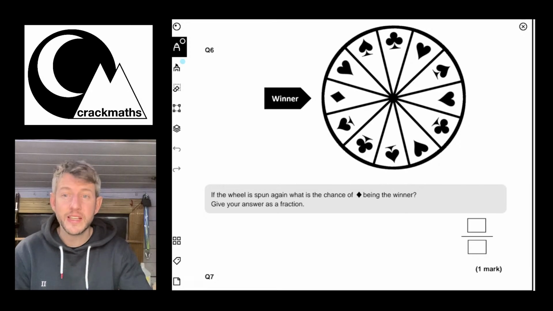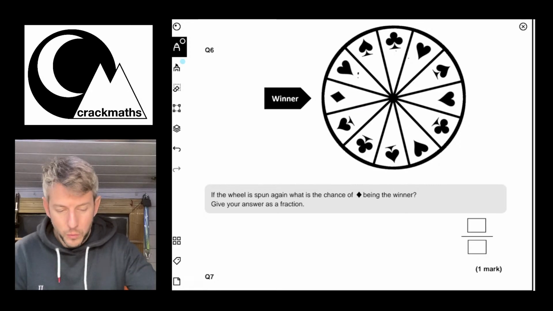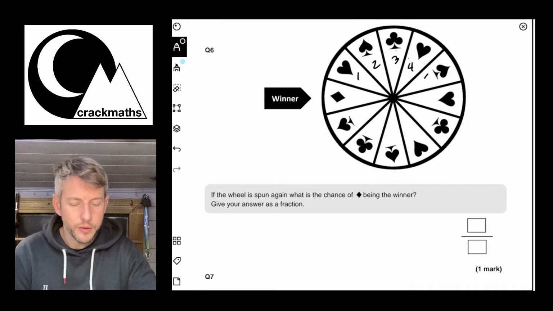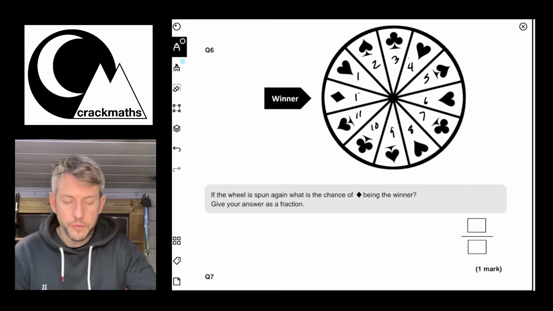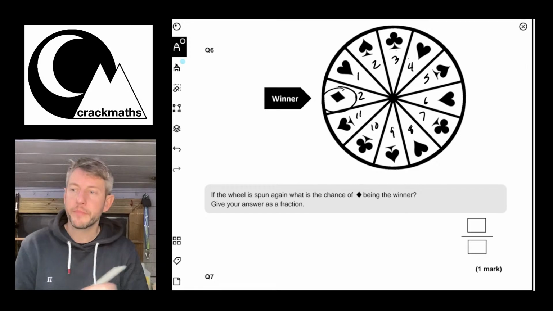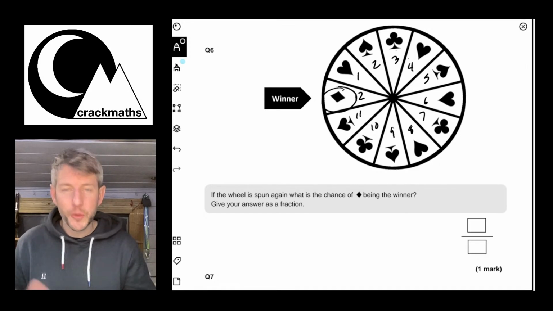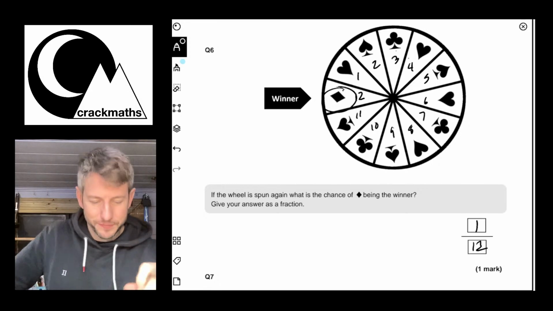So I just need to work out what the probability is. We've got 1, 2, 3, 4, 5, 6, 7, 8, 9, 10, 11, 12. There's 12 different options. Only one of them is diamond. So the probability of diamond being the winner is 1 out of 12. Right, let's move on to the next question.